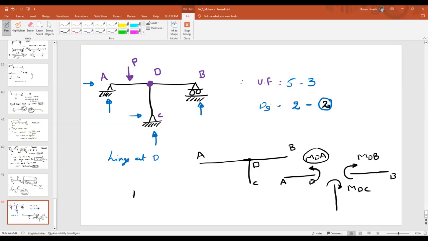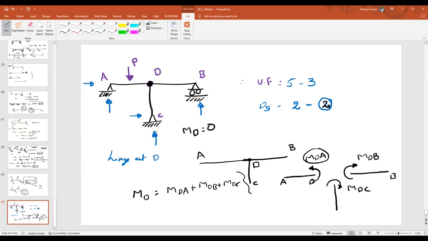If I ask you, what is the moment at point D? What is the moment at the joint? All 3 moments: MDA plus MDB plus MDC. It will be nothing but the moment at D towards A plus the moment at D towards B plus the moment at D towards C. Is it right? Now, what is our case here? My case is that if there is a hinge at point D, what should be my moment at point D? 0. Right.